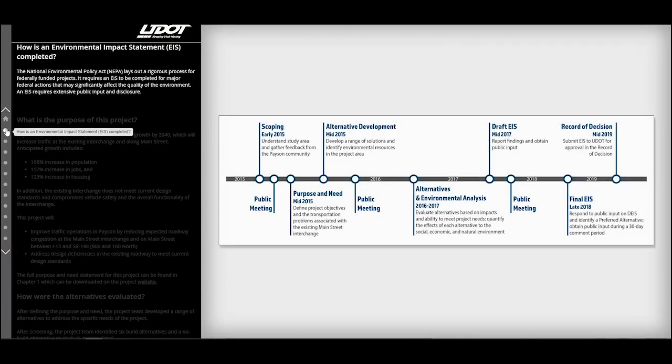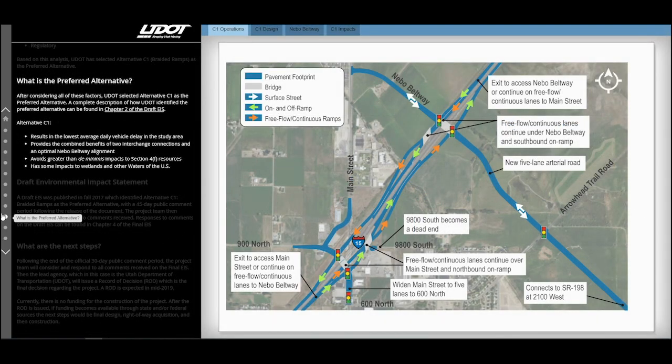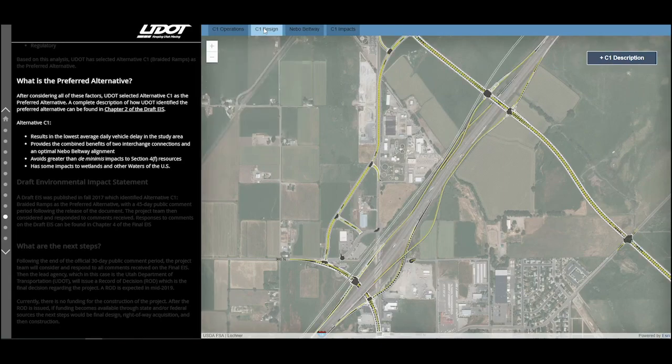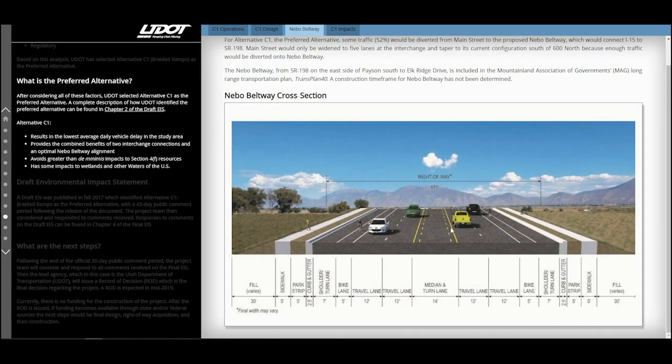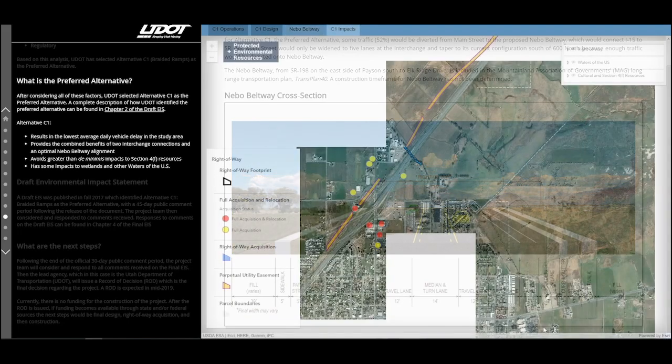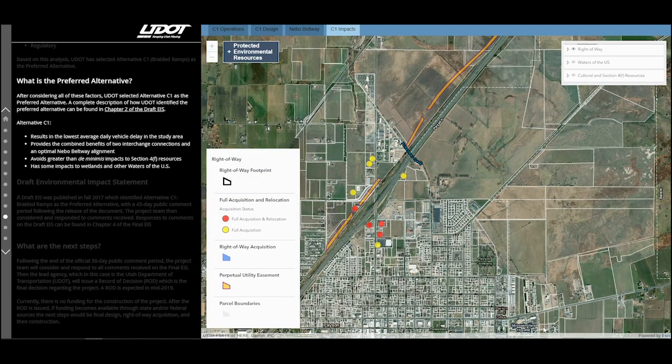So a key thing for making a successful story map is to involve both your communications and public involvement staff along with your GIS specialists. It really takes both of those areas of knowledge and skill to make a good story map.